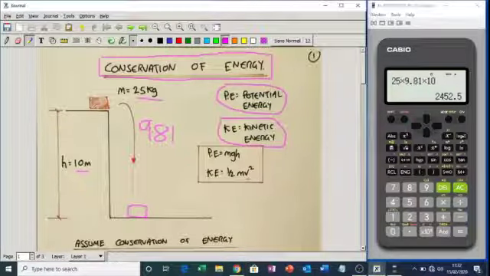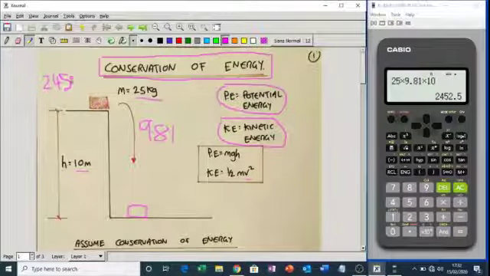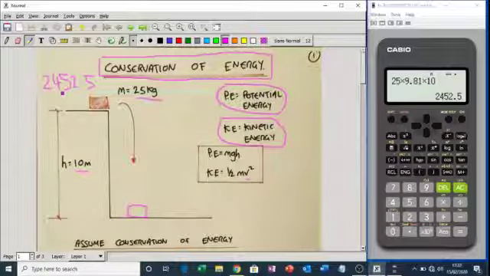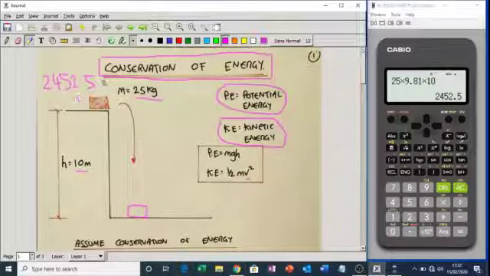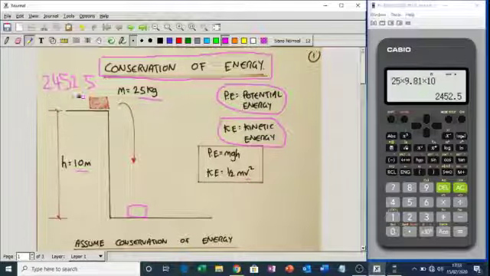So the energy up here is 2452.5. That there is the energy at the top. We can't destroy energy, I can't create any more energy. So the total energy in the system is 2452.5. As it falls down, this energy will stay the same. It just gets converted into potential and kinetic. So that is the number we're going to use as the total energy in the system.